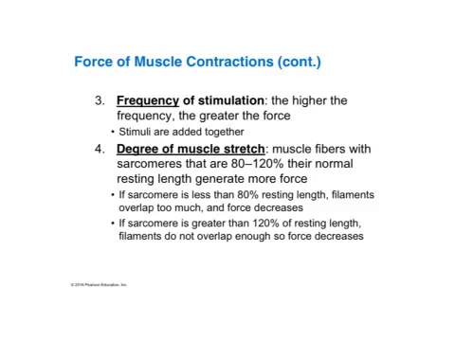We can also change the force of contraction based on the frequency of the stimulus, which we've already talked about. More frequency, or higher frequency, means a greater force. And we also need to consider the degree of stretch within the muscle. There's a limit where the actin and myosin need to overlap within the sarcomere. It's 80 to 120% of their normal resting length in order to generate the force.